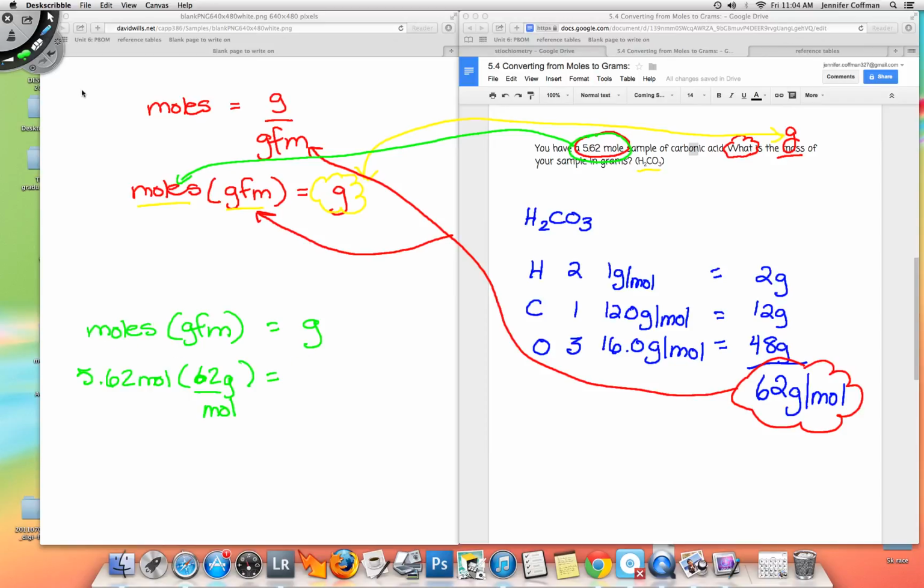Now look here, for those of you who understand dimensional analysis, what's happening here is these moles are canceling, and you're left with grams. Okay, if you don't get that, don't worry about it right now. We've got 5.62 times 62, and we end up with a very large number. We've got 348.4, and the units that are left are grams.